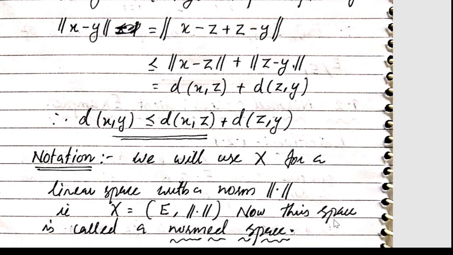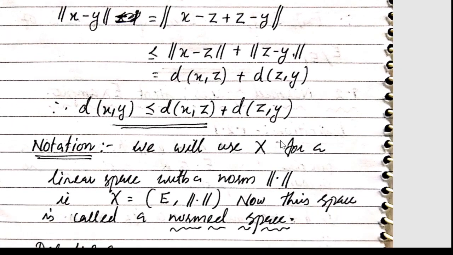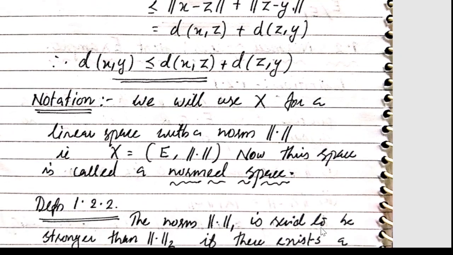Now we will use the notation X for the normed space. That means E together with a norm. We will say this is a normed space. Now hereafter when we are writing X, its meaning is that it is a normed space. So X is equal to E comma the norm.